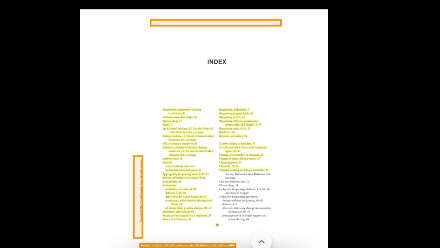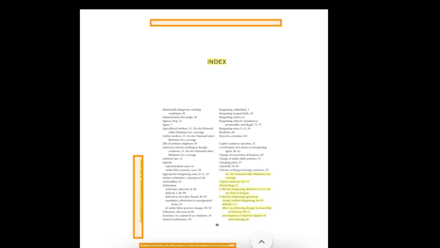Certification of a union as a bargaining agent, 40 to 42. Change of ownership of business, 69. Charge of unfair labor practice, 37. Charging party, 37. Checkoff, 29, 64. Citizens working in foreign countries, 15. See also National Labor Relations Act, coverage. Clayton Antitrust Act, 12. Closed shop, 31. Collective bargaining, defined, 4 to 5, 62. See also duty to bargain.